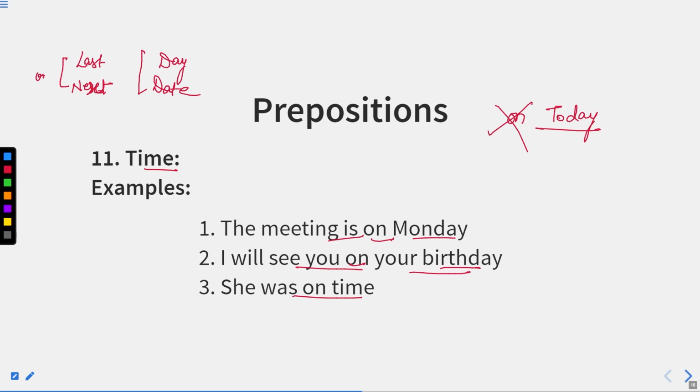How? Suppose I say that she went there on last Sunday. If this is the sentence, we cannot write on before it. So the correct sentence will be: she went there last Sunday. On will be omitted from this part. Now let us move to the next one.